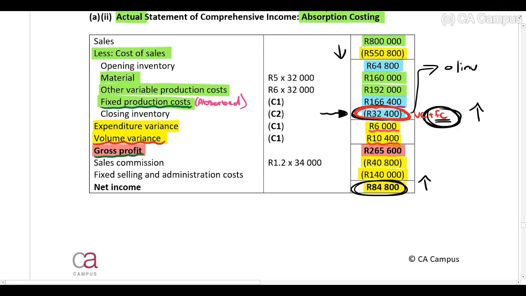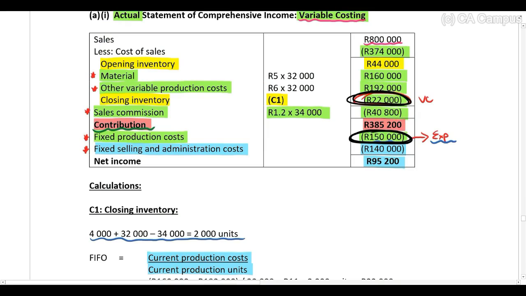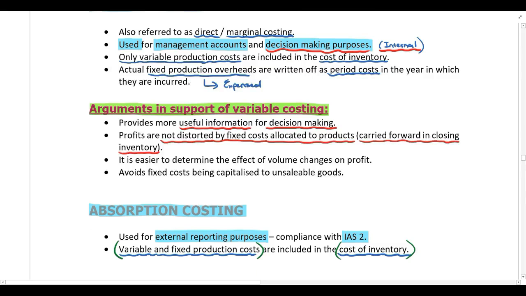This isn't as easy with variable costing, because with variable costing, even if you increase production, you only have variable costs sitting in closing inventory, and your fixed costs are still going to be expensed in the period incurred. So that's another reason why management accountants prefer to use variable costing for decision-making purposes.